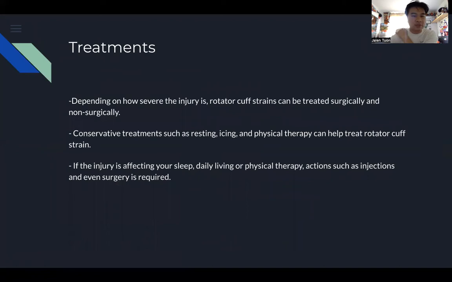Some treatments. So depending on how severe the injury is, rotator cuff strains can be treated surgically or non-surgically. Conservative treatments such as resting, icing, and physical therapy can help treat rotator cuff strains. Another form of conservative treatment can be taking painkillers, medicine orally. If the injury is affecting your sleep, daily living, or physical therapy, actions such as injections or even surgery may be required.